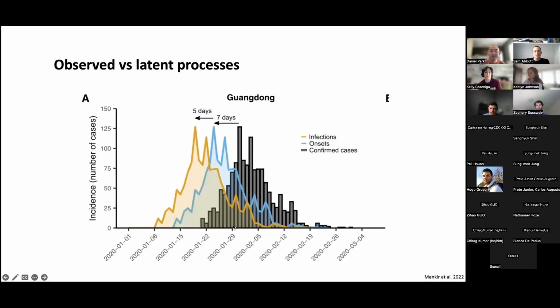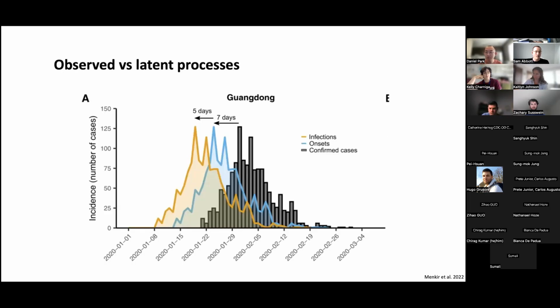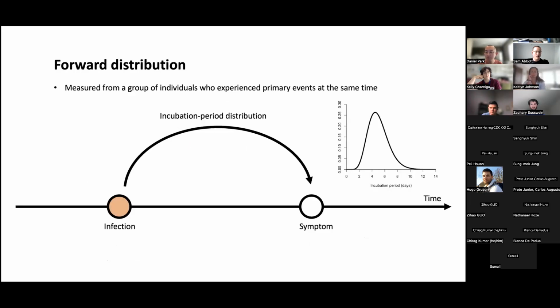I took these slides from another talk, so it's going to be slightly disconnected from the previous part. Going back a little bit, there are observed and latent processes in an epidemic. We observe confirmation of cases, but what we want to know is infection and onset. These latent processes we can't directly observe, although onset we can kind of observe. To go from infection to confirmation, one way to think about it is going forward.